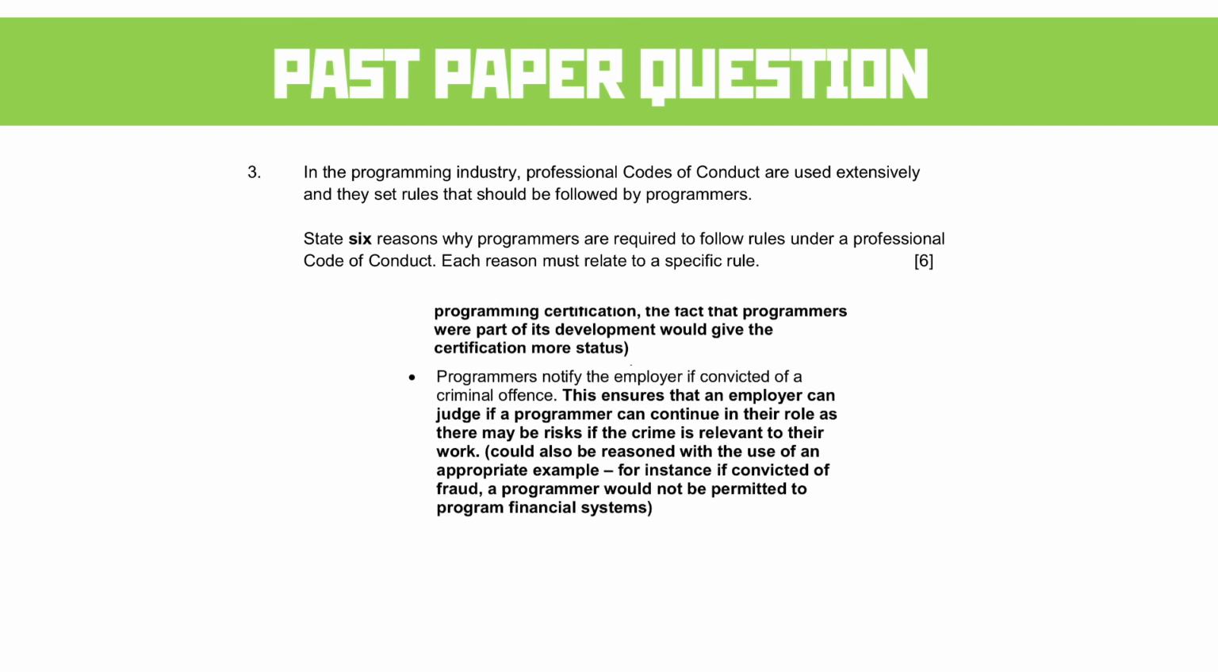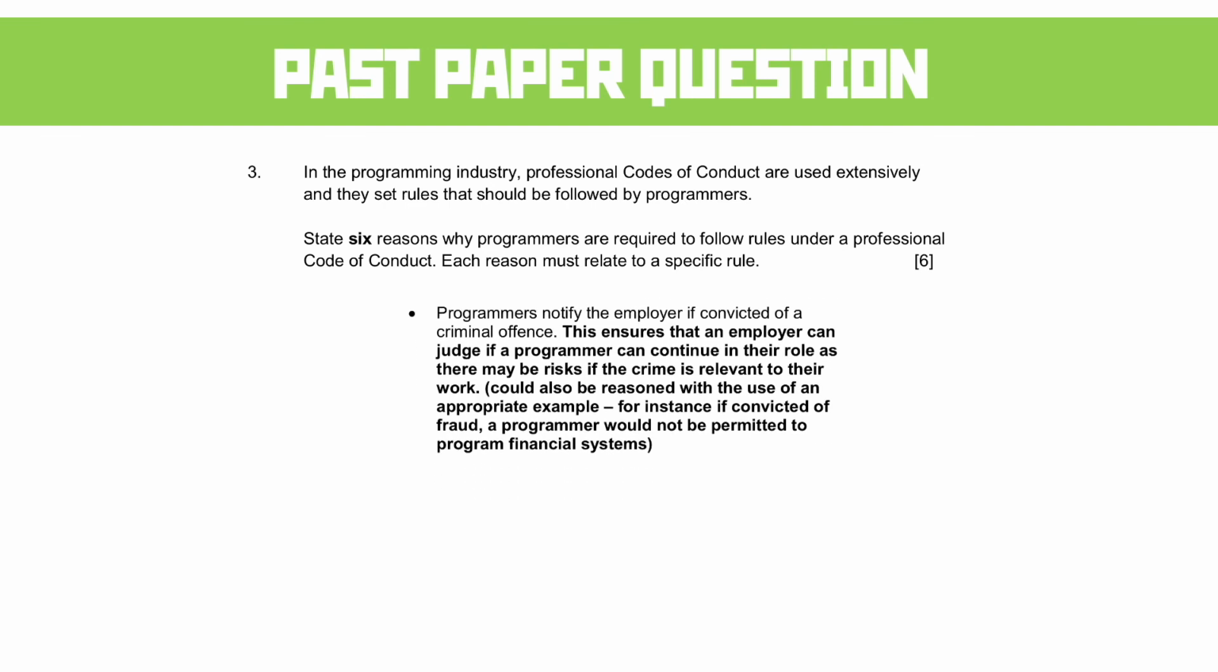And programmers notify the employers if convicted of a criminal offence. Now this is quite a scary one. Any criminal offence should be informed to the employer so that the employer can take a judgment as to whether the risk of having that employee working on a piece of software is worthwhile or not. For instance, an employee convicted of a motoring offence, particularly say multiple speeding offences, probably not the best person to have working on speed camera software.